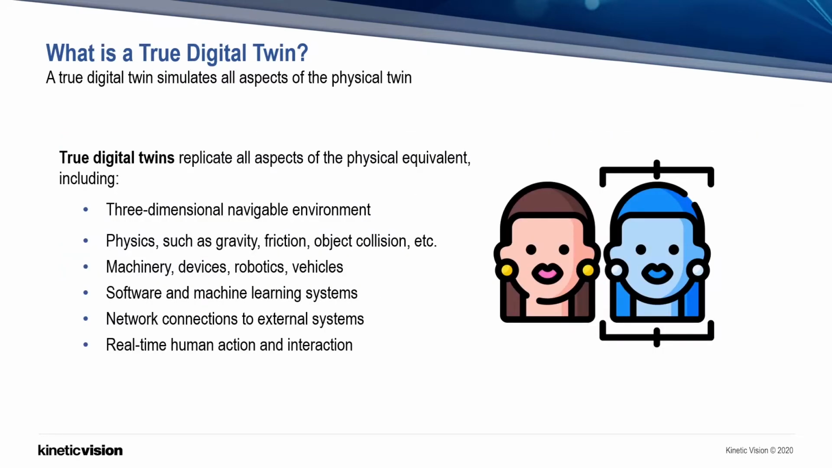True digital twins replicate all aspects of the physical equivalent, including the three-dimensional environment, physics, machinery, robotics, vehicles, and other devices, software and machine learning systems, connections to external networks and systems, and importantly, human action and interaction.